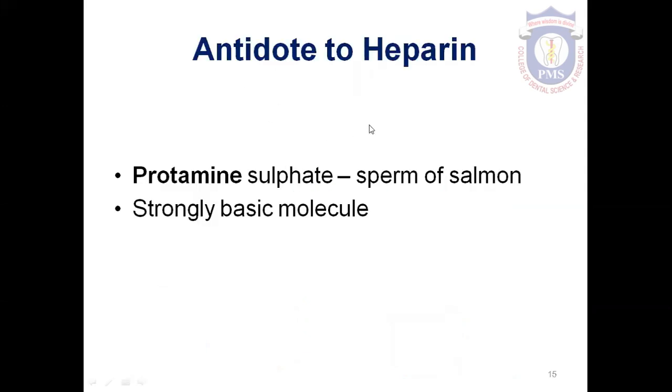Antidote to heparin. If the heparin given is going to toxic levels, we should give the antidote, which is called protamine sulfate, which is actually obtained from the sperm of salmon fish. It is a strongly basic molecule, so it will counteract heparin, which is a strong acid.